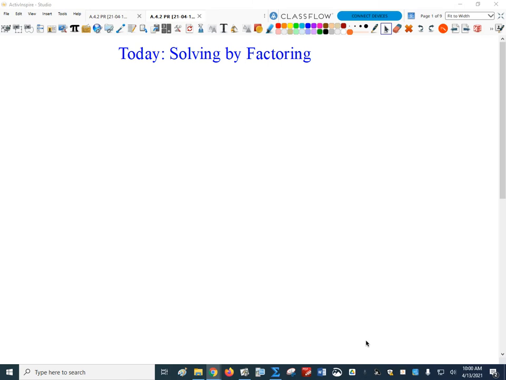Okay, so we're going to look today at solving by factoring. Okay, this is to put this in a little context. There's not really hardly anything new here. This is going to be an application of the stuff that we've done thus far in Unit 4.